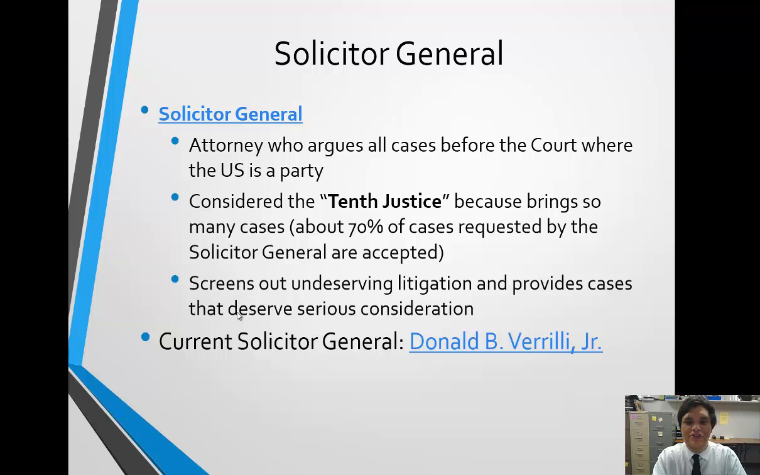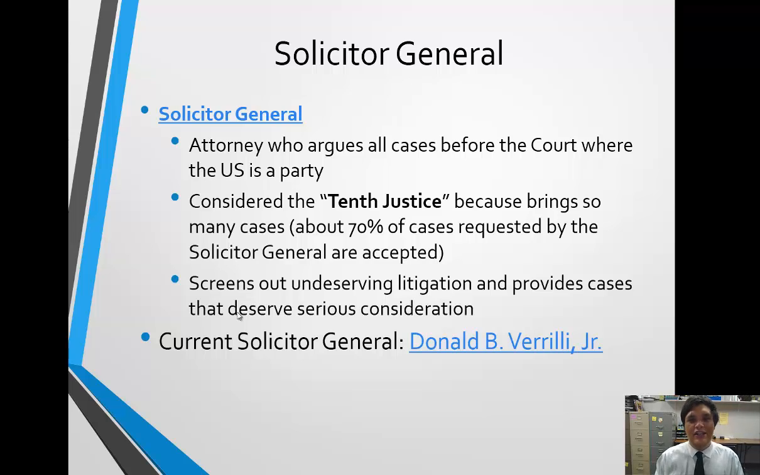About 70% of the cases requested by the Solicitor General to be heard by the Supreme Court are heard by the Supreme Court. So 70% of the cases that are presented by the Solicitor General actually go on to be heard by the Supreme Court. And that's why the Solicitor General is so important.